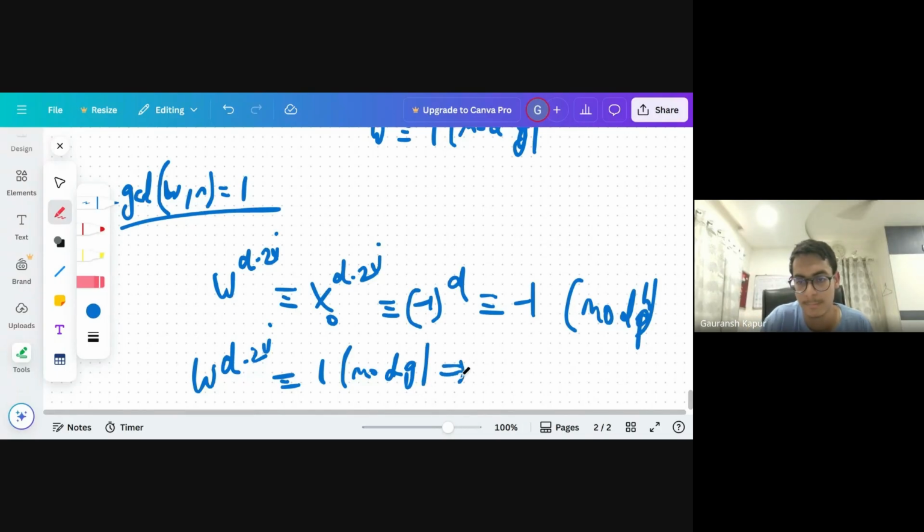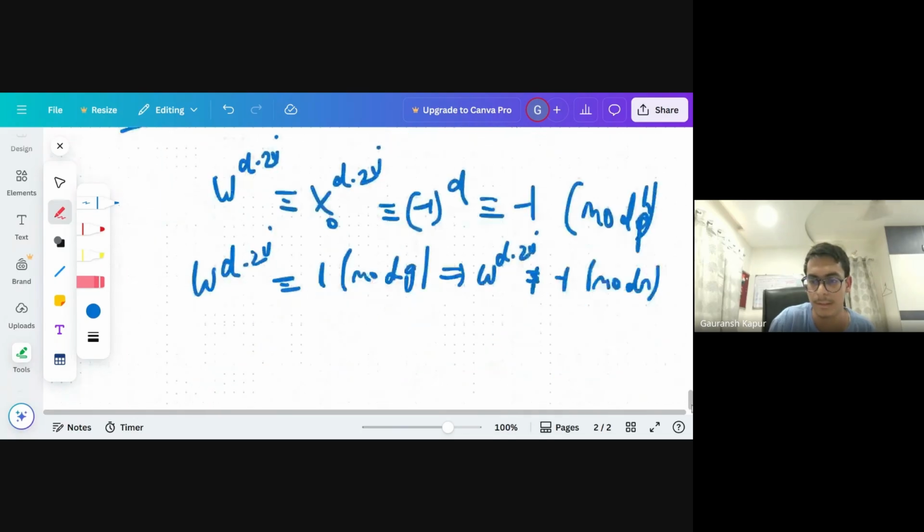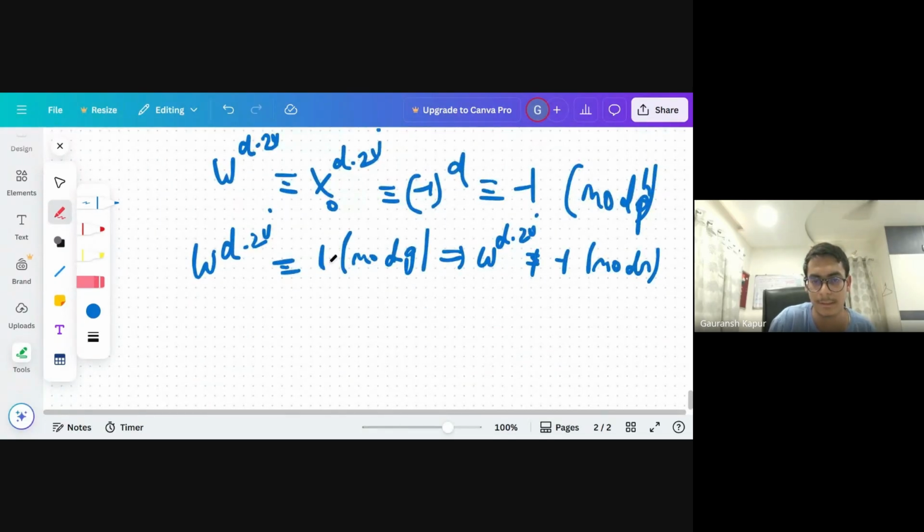So this means that W power d times 2 power j is not congruent to minus 1 mod n. Because g divides n, and since this is 1 mod g, it cannot be minus 1 mod n. And now I'm getting a bit stuck here. I'm forgetting what had to be done here.